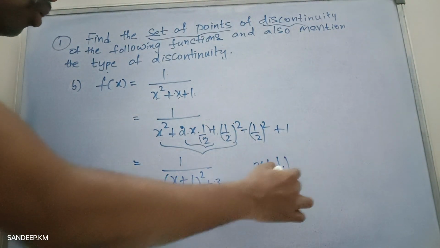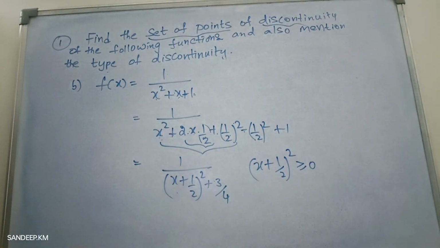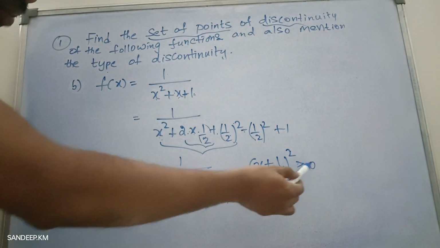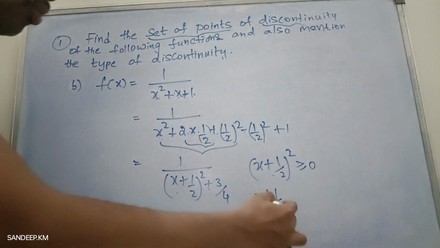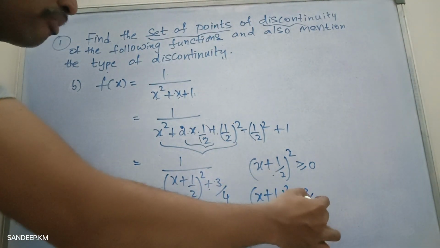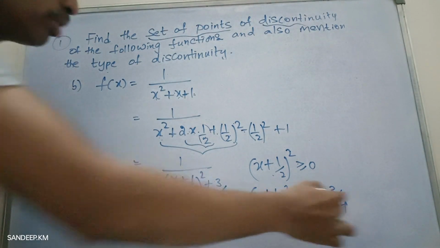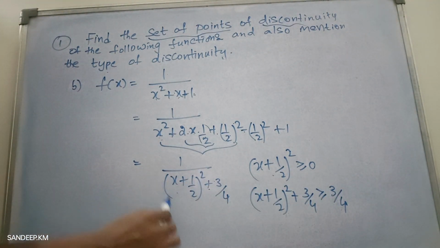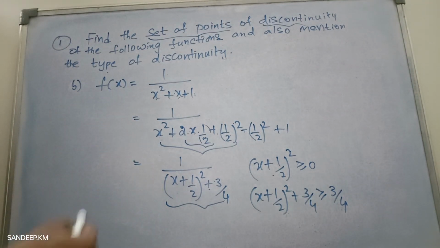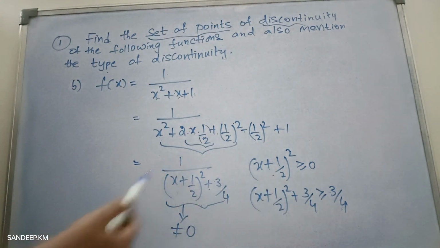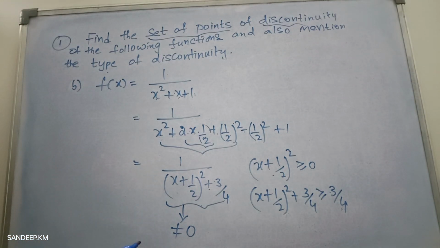x plus 1 by 2 whole square is always greater than or equal to 0. These are our basics. Square of any real number is always greater than or equal to 0. We also have plus 3 by 4. And x plus 1 by 2 whole square plus 3 by 4 is always greater than or equal to 3 by 4. So our denominator is always greater than or equal to 3 by 4. What is the meaning of it? The denominator can never be equal to 0. Because the minimum value of the denominator is 3 by 4, how can it be 0? Please think about it once.